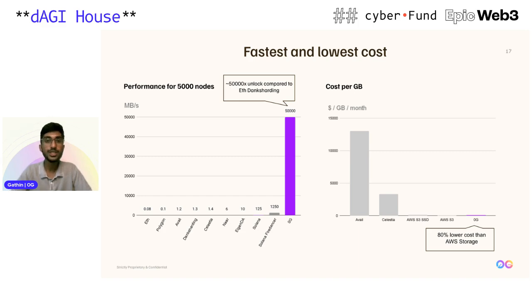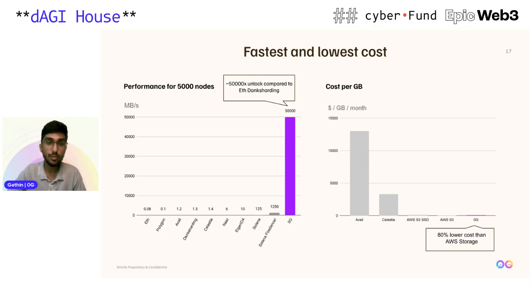So as I told you, it is the fastest, and I should mention that it is the lowest of cost compared to any other service provider, including Web2 database storage, AWS. We are 80% lower cost than an AWS storage. As you can see, the performance of 5,000 nodes is like 50,000 times faster than Ethereum Danksharding.